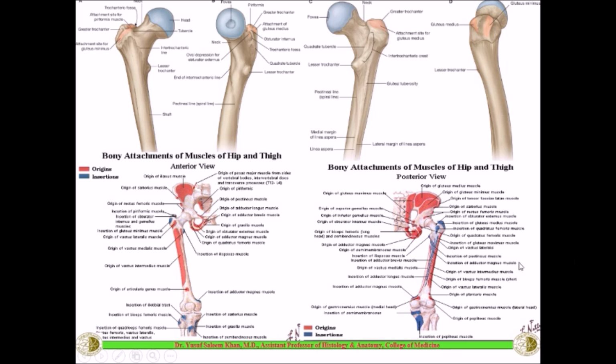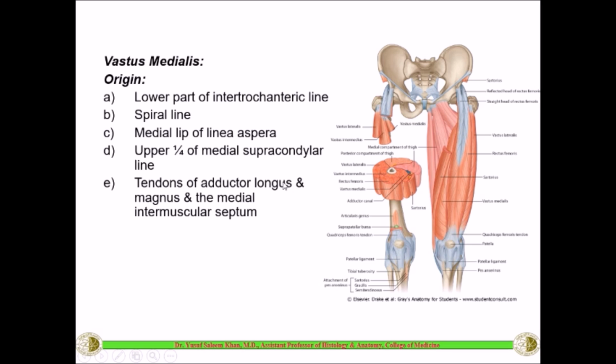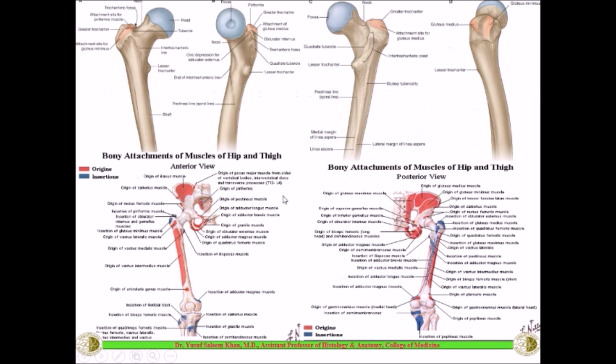So all these muscles are present here. It takes origin from the tendons of all these muscles, that is the adductor longus and magnus, as well as the medial side of the intermuscular septum. So this is the origin of this muscle. From the lower part of the intertrochanteric line, it continues behind from the spiral line. Here you can see it continues behind in the spiral line, then it continues on the medial lip of the linea aspera, so it will continue on the medial side. You can see here this is the origin of the vastus medialis, and it continues below and goes up to the supracondylar line.